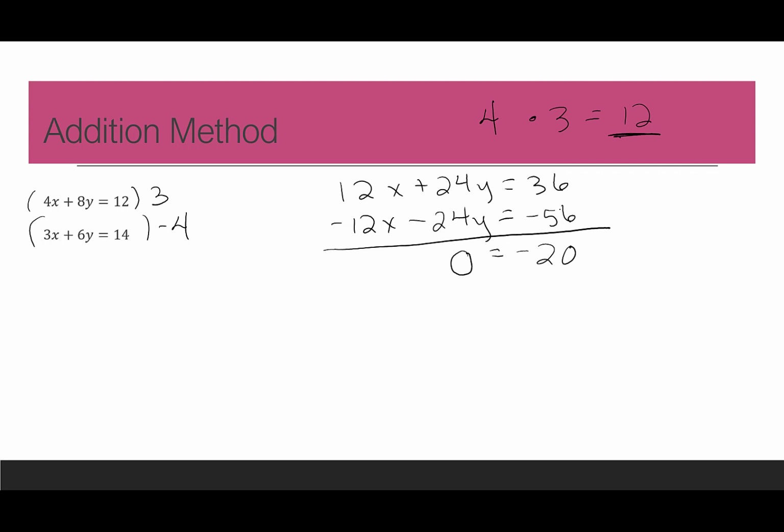Now, this should not make sense. You should say, that doesn't make sense. 0 can't be negative 20, and it's not. So what this means is we've come along our first inconsistent system. These two lines are parallel, so there is no solution to this set of equations.